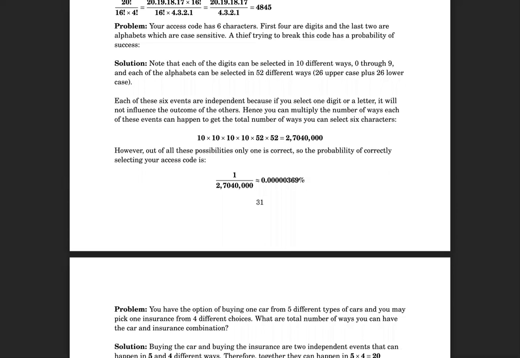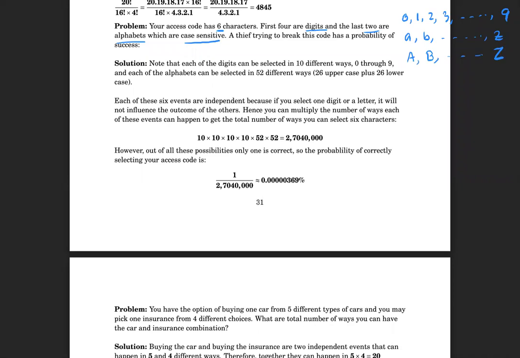So this is the application of the fundamental counting principle. You have an access code with 6 characters. First 4 are digits. Digits means 0, 1, 2, 3, all the way up to 9. The last 2 are alphabets, which are case sensitive. Alphabet means A, B, all the way up to Z. Case sensitive means you have to remember it could be A as well as B and all the way up to Z.